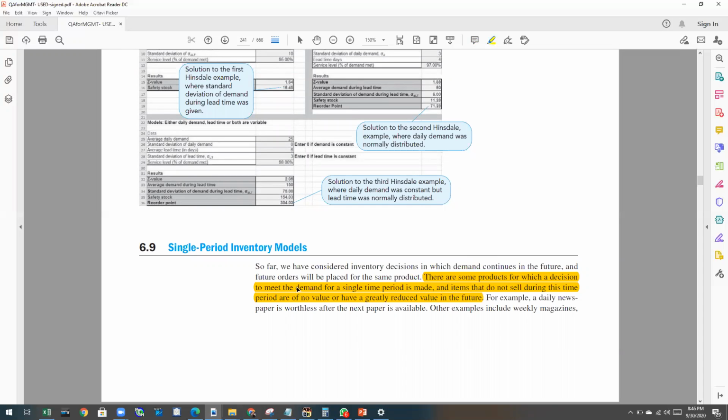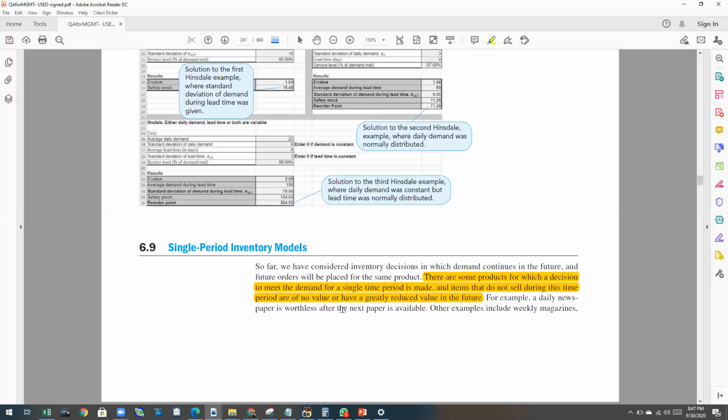and therefore the decision to meet demand is for a single time period only. This would apply to situations where items that do not sell during that time period will have no more value, and so there is really no future market for that product. Let's say a newspaper. Once we have gone past the day, normally there is no more selling value for the newspapers that were produced that day.